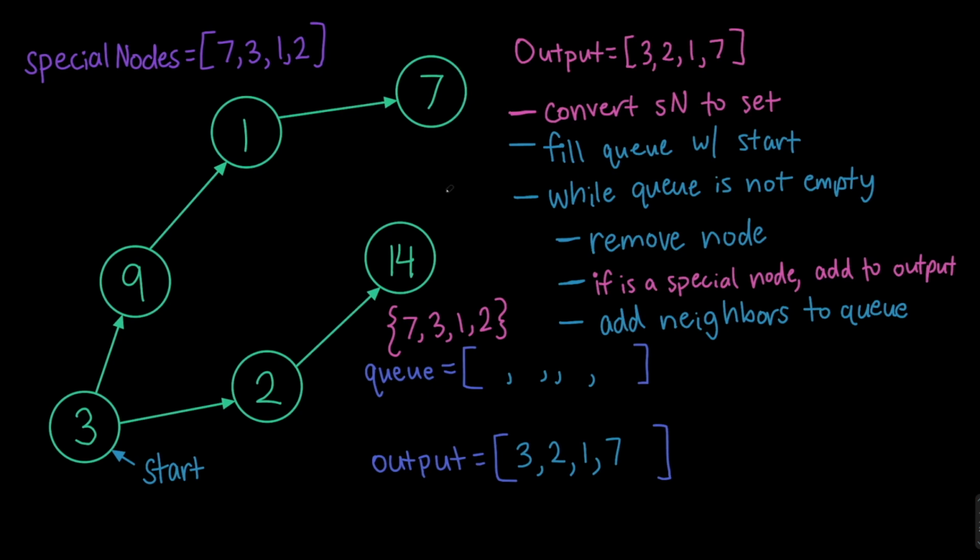Again, the 7 node, like the 14 node, doesn't have any neighbors, right? There's no arrows going outwards from the 7 node. So there's nowhere that you can go from the 7 node. So that means we finished this iteration. Our queue is now empty, right? All we have is these commas. Obviously, these don't mean anything.